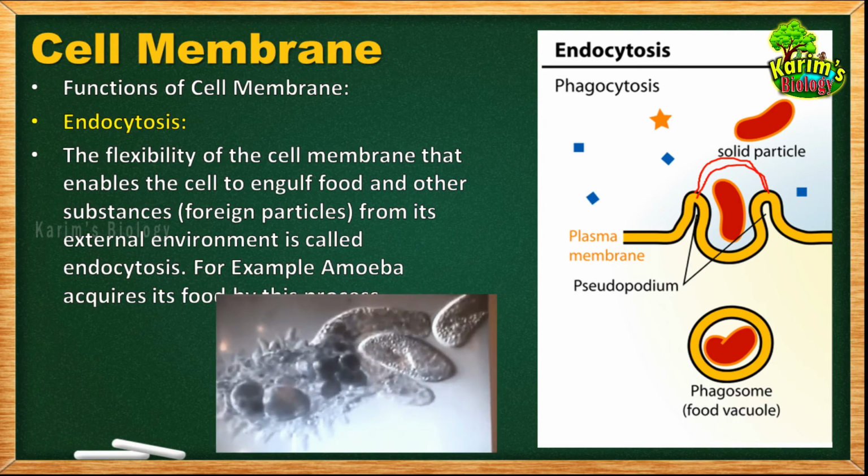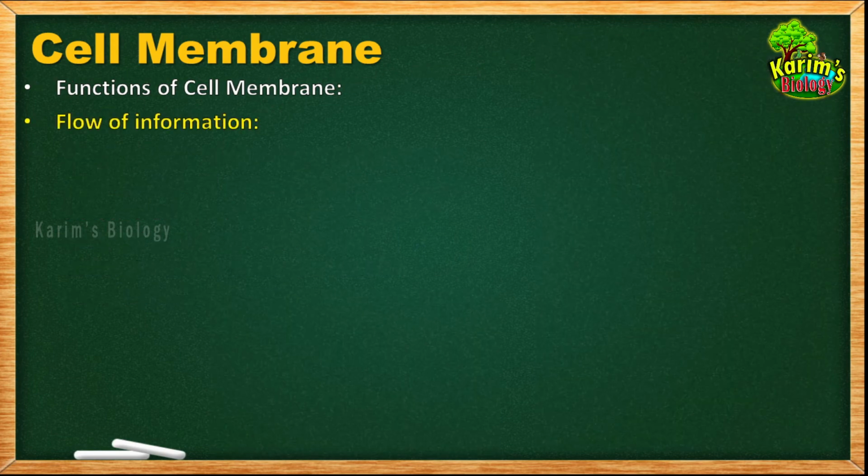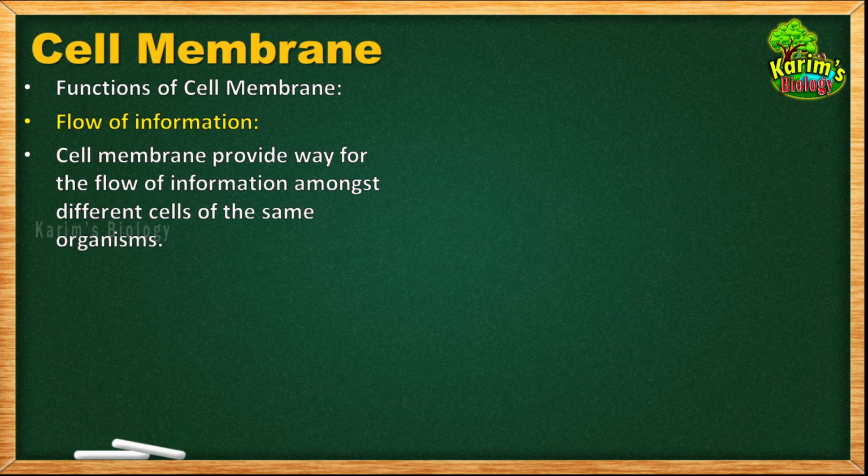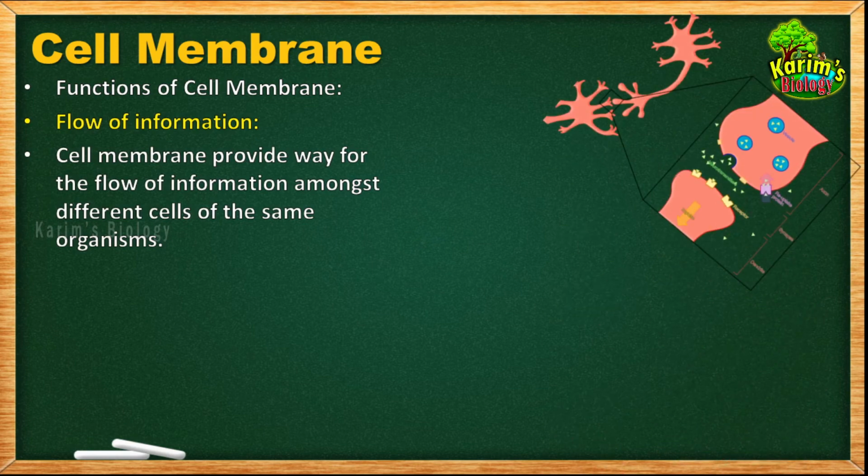Okay children, so this is another function of the cell membrane, and the other function of the cell membrane is flow of information. The cell membrane provides a way for the flow of information amongst different cells of the organism. For example, you know about neurons. Neurons pass information from one nerve cell to another in the form of nerve impulses or in the form of chemical substances. And for the passage of this information, the cell membrane plays a crucial role. The details of how messages are sent from one cell to another, you will learn in your 10th class.